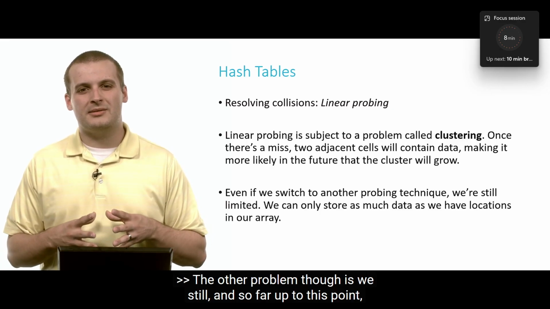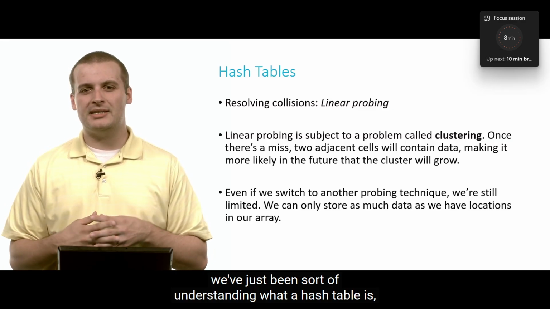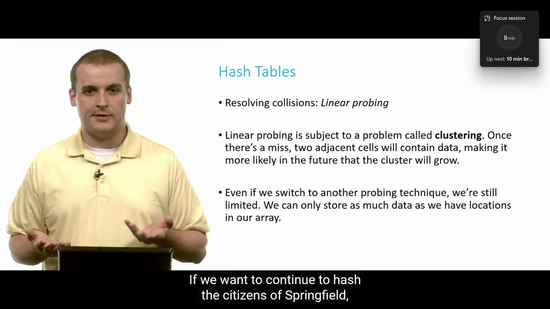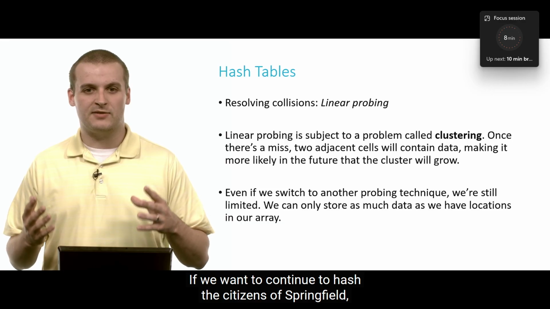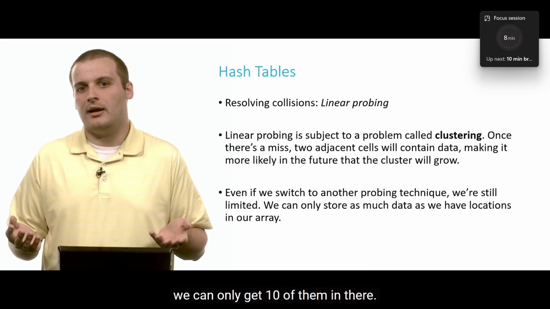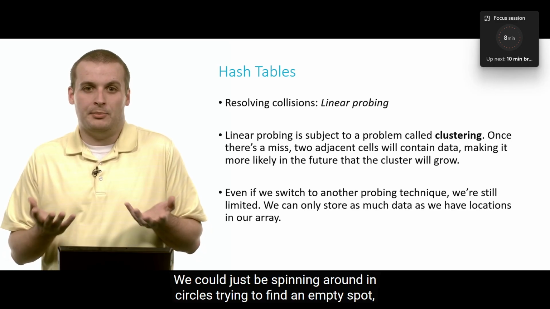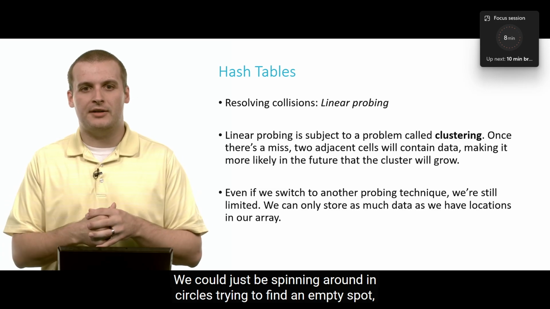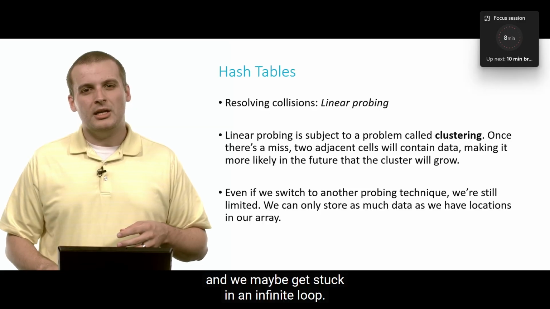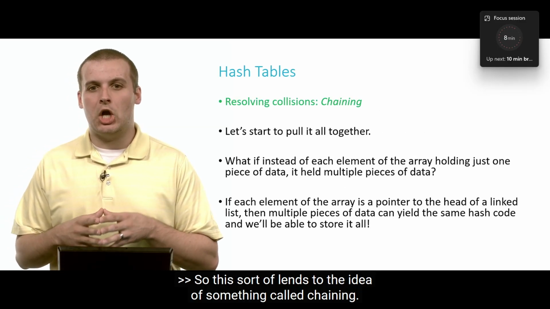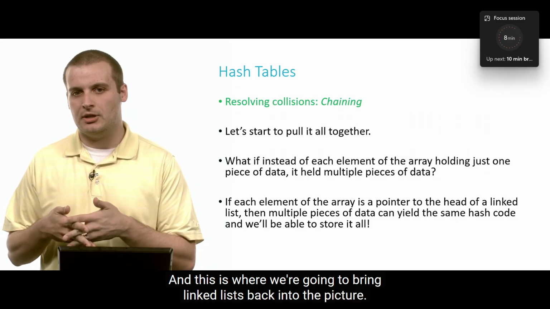The other problem, though, is that so far, up to this point where we've just been understanding what a hash table is, we still only have room for 10 strings. If we want to continue to hash the citizens of Springfield, we can only get 10 of them in there. And if we try and add an 11th or a 12th, we don't have a place to put them. We could just be spinning around in circles trying to find an empty spot, and we might get stuck in an infinite loop. So this lends to the idea of something called chaining, and this is where we're going to bring linked lists back into the picture.